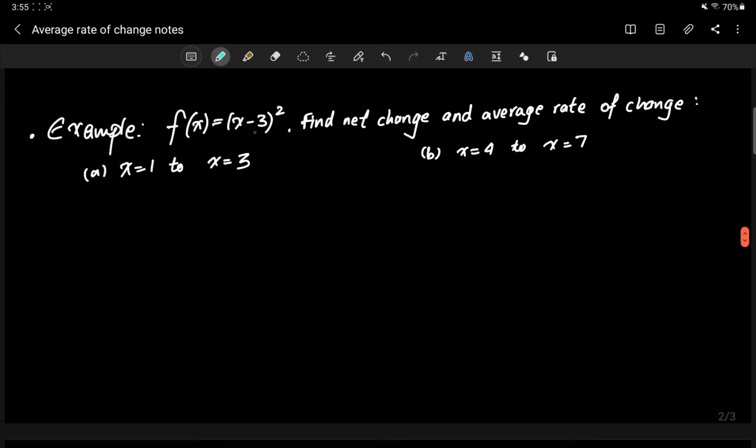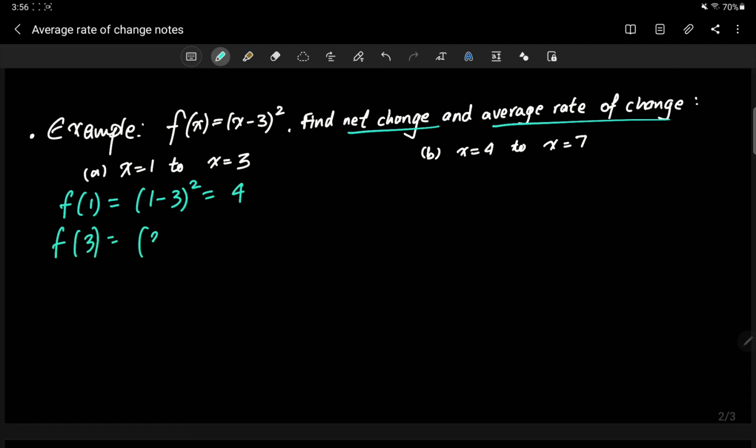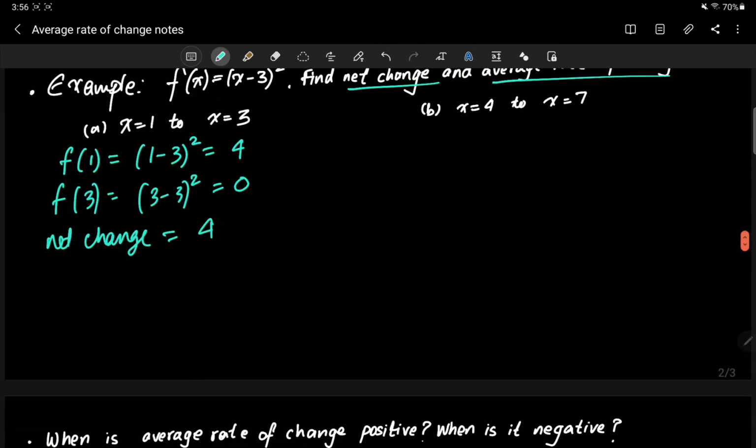You're given a function (x minus 3) whole squared. Find the net change and the average rate of change. So for net change, all you have to do is find the output. So at 1, the output is 4, and at 3, the output is 0. So the net change is final minus initial, it's negative 4.